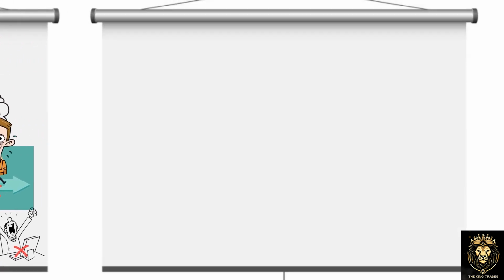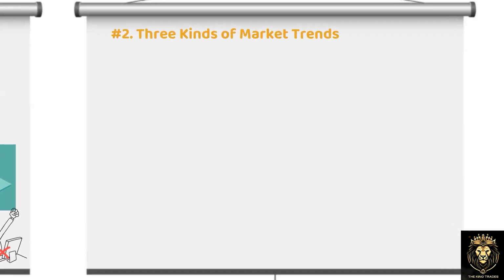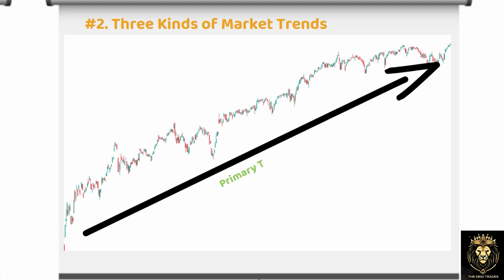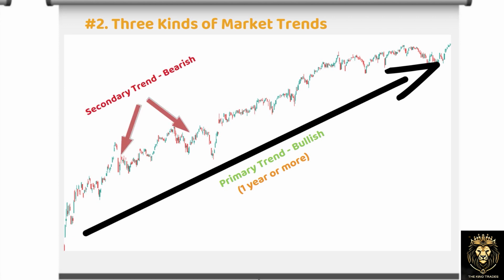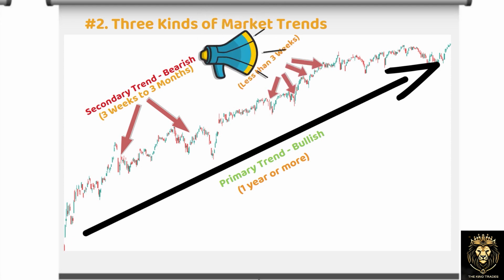The second tenet of the Dow Theory states that there are 3 kinds of market trends. The first is a primary trend that lasts a year or more, such as a bull or a bear market. Within the primary trend, there are intermediate, secondary trends that are formed against the primary trend, like a pullback or a short-term correction. The duration of secondary trends can be between 3 weeks and 3 months. Then there are minor trends that last less than 3 weeks and are considered noise.